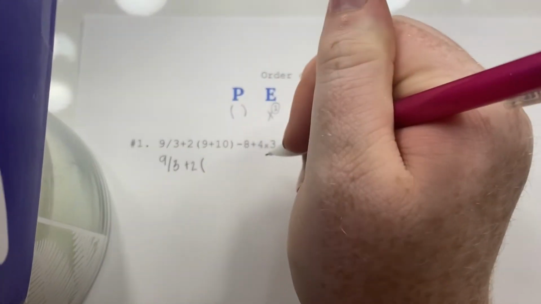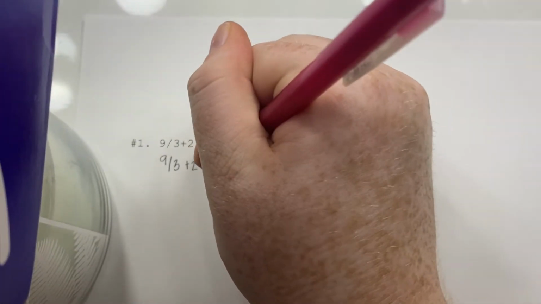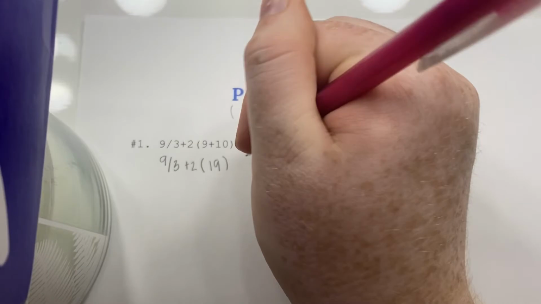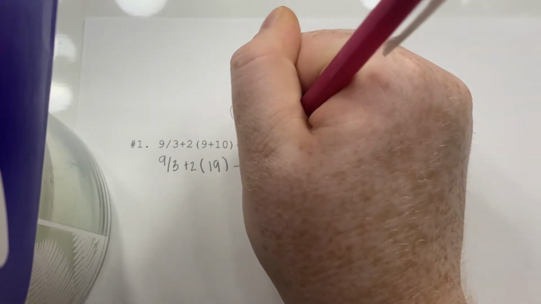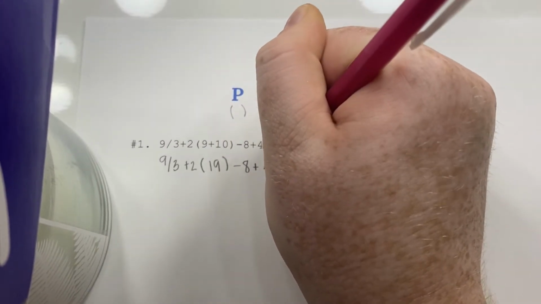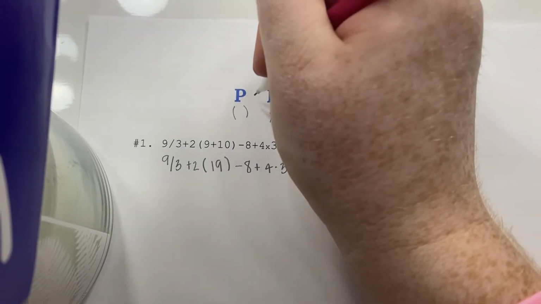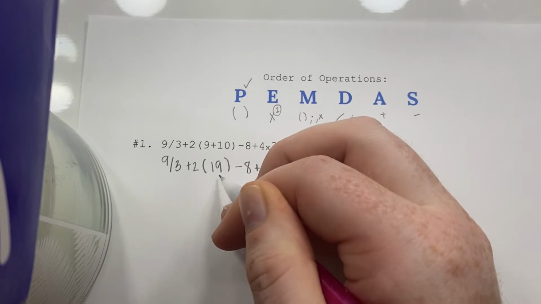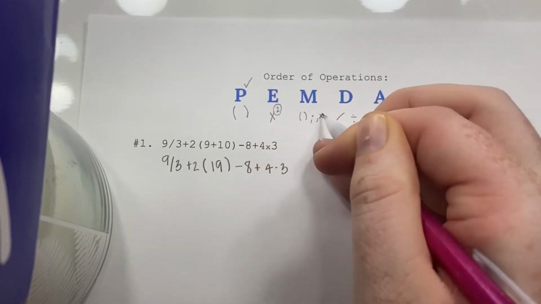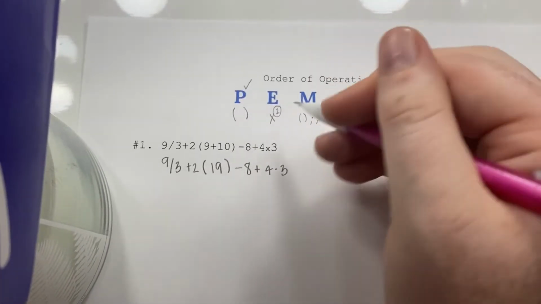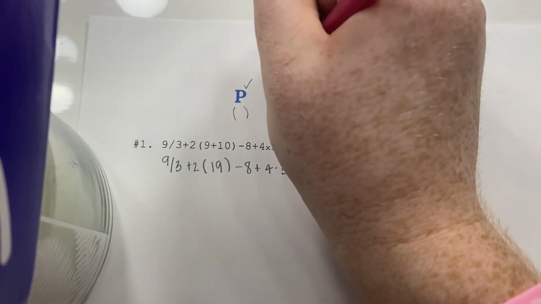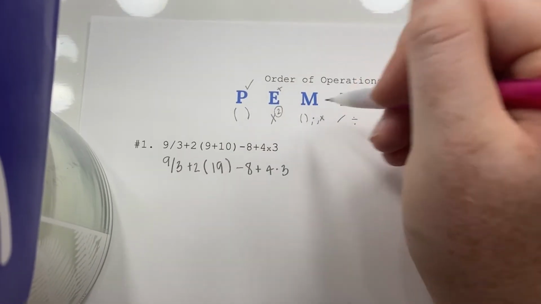Then somebody, what's 9 plus 10? Correct, it's 19. Put that in your parentheses, minus 8 plus 4 times 3. Now that we have our parentheses out of the way, this is now a sign of multiplication, which is right there. So now, do we have any exponents? Nope, we're good. Now let's do multiplication.